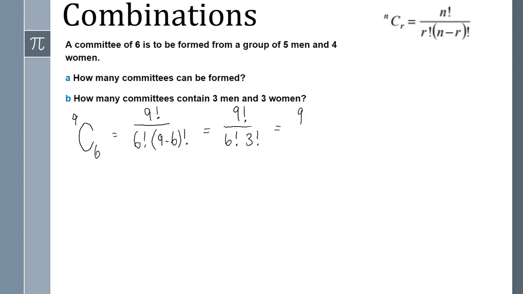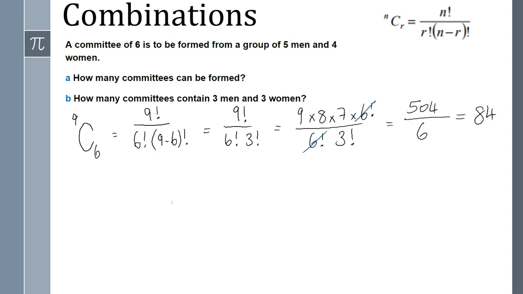3. And I'm going to knock out that 6. Which gives me 9 times 8 times 7, which is 504, over 6. So 84 possible committees could be formed if we want a committee of 6 and we've got 9 options. There's 84 different options that we could have.